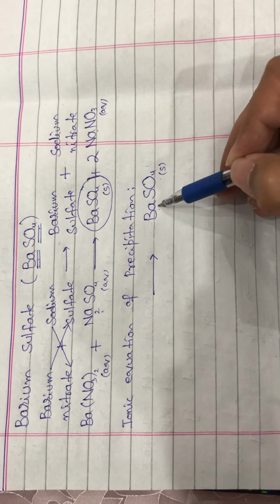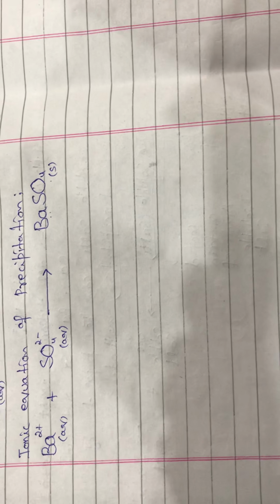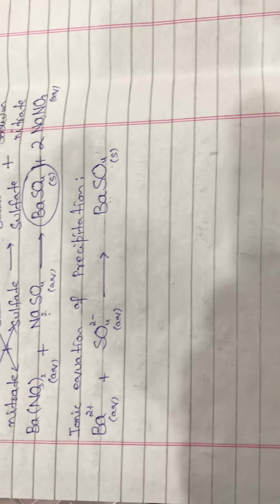So your net ionic equation of precipitation you may write in this form: write the precipitate first, that is produced on the product side, and observe what two ions are producing this precipitate. We will write those ions on the reactant side in aqueous form.